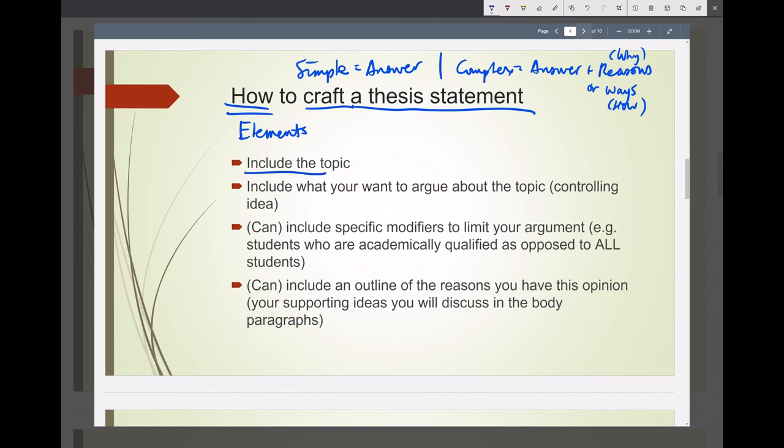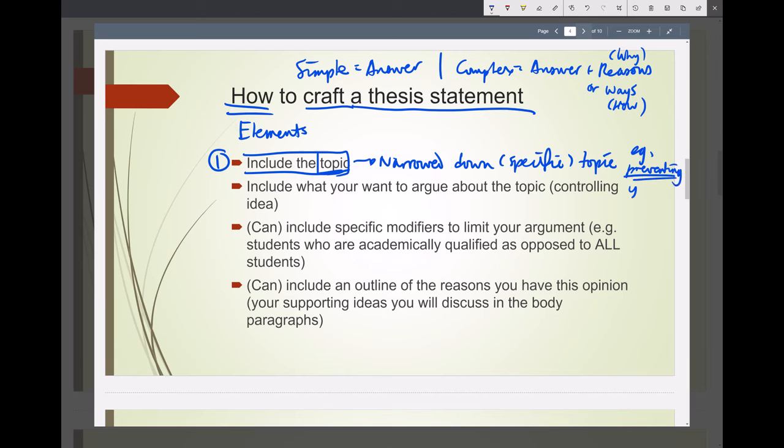So yes, 1, you must include the topic. Narrow the topic down. It's a narrowed down or specific topic. For example, instead of saying just youth crime, you have preventing youth crime. So just youth crime by itself would be more broad, but if you include preventing youth crime, that is more specific.